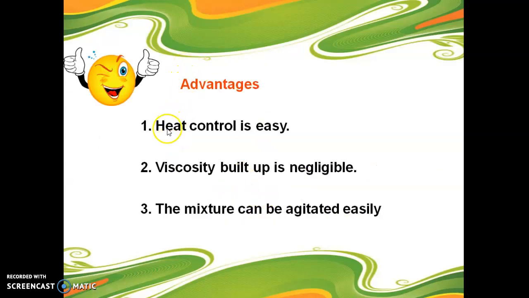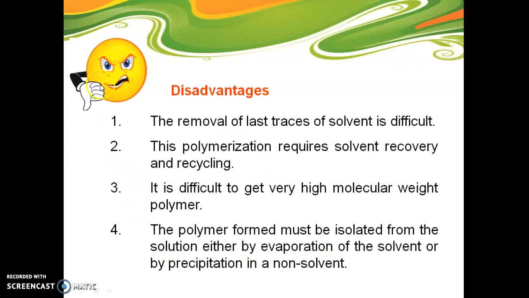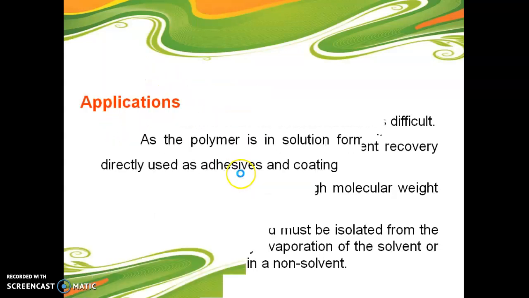Coming to the advantages, here heat control is very easy, viscosity buildup is negligible, and the mixture can be agitated very easily. The disadvantages are that removal of the last trace of solvent is difficult, this type of polymerization requires solvent recovery and recycling, and it is difficult to get very high molecular weight polymer by this method. The polymer formed must be isolated from the solution either by evaporation of the solvent or precipitation in a non-solvent.